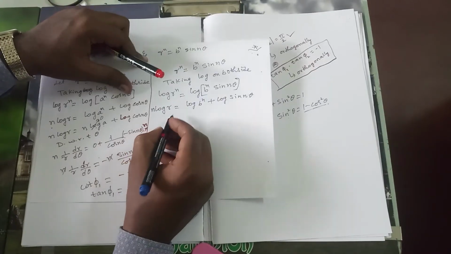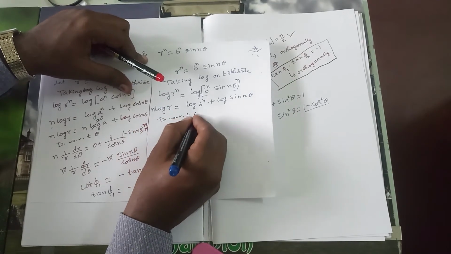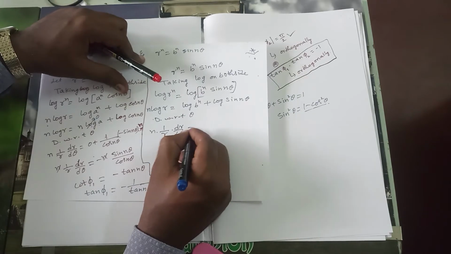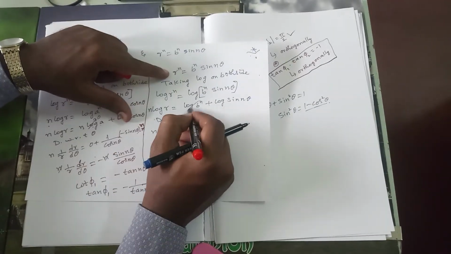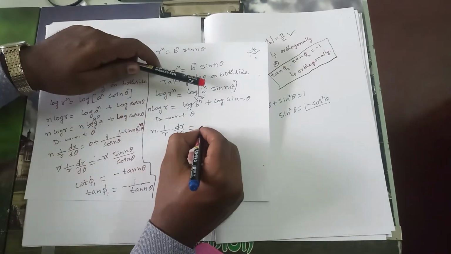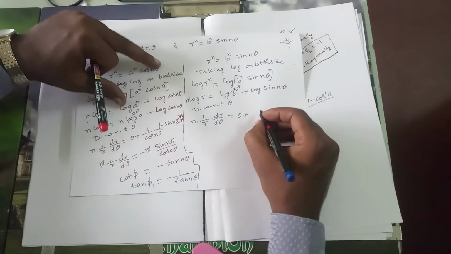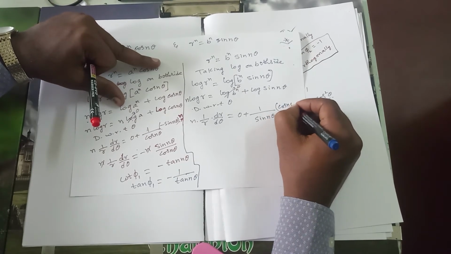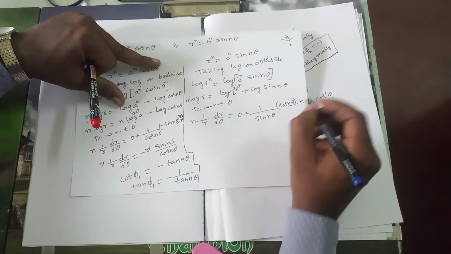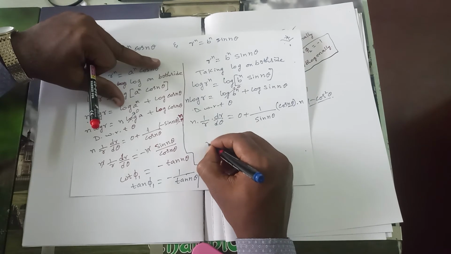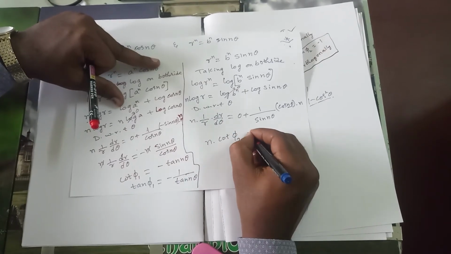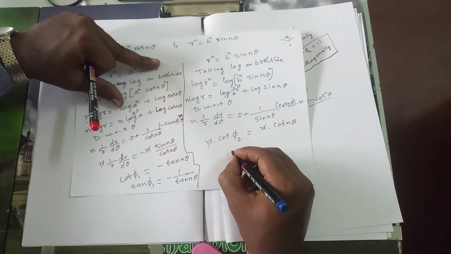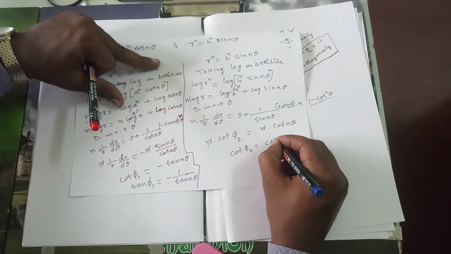Now here, differentiate with respect to theta. So n into, if you differentiate log r, you will get 1 by r into dr by d theta equals, here this is a constant term, so it becomes 0 if you differentiate, plus here if I differentiate this one, 1 over sine n theta, if you differentiate sine n theta, you will get cos n theta into n. So here n into cot phi 2 equals n into cot n theta, so n gets cancelled, so cot phi 2 equals cot n theta.